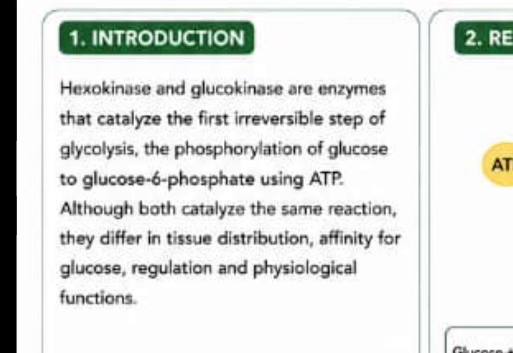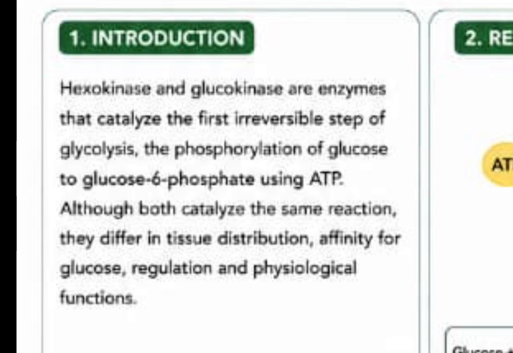Here there's phosphorylation of glucose at carbon 6 to get glucose phosphate, utilizing ATP. Although both of them catalyze the same reaction, they differ in tissue distribution, in their affinity for glucose (one likes glucose more, one less), in their regulation and in their physiological function. But what do they have in common? They phosphorylate glucose at carbon 6 to give glucose phosphate.